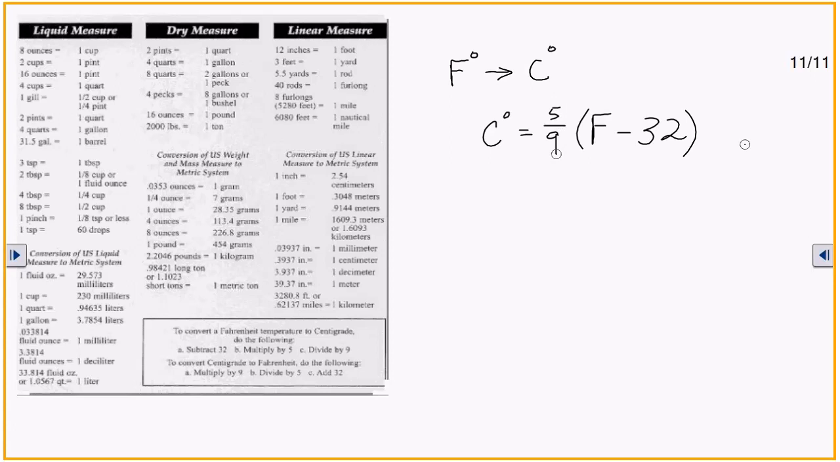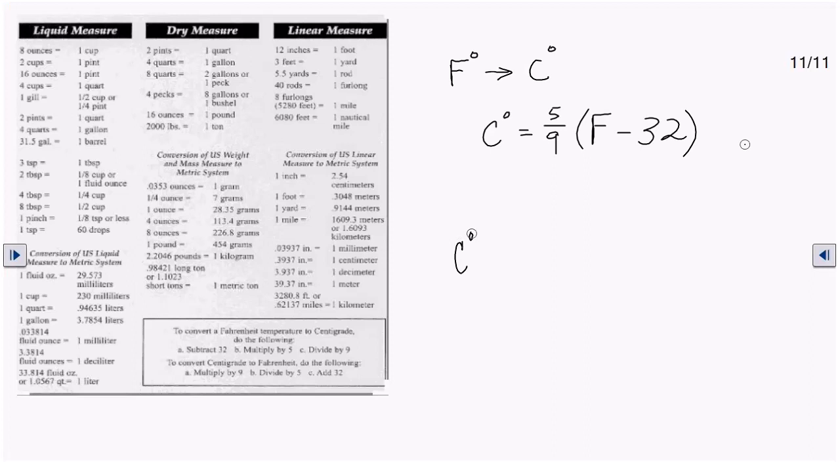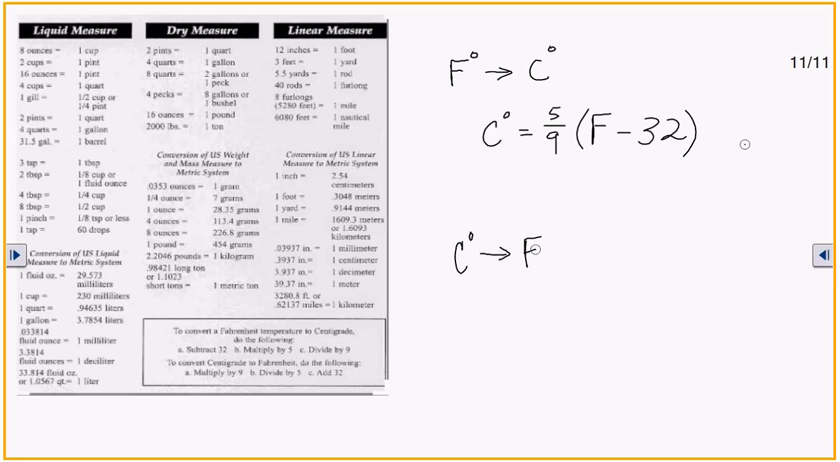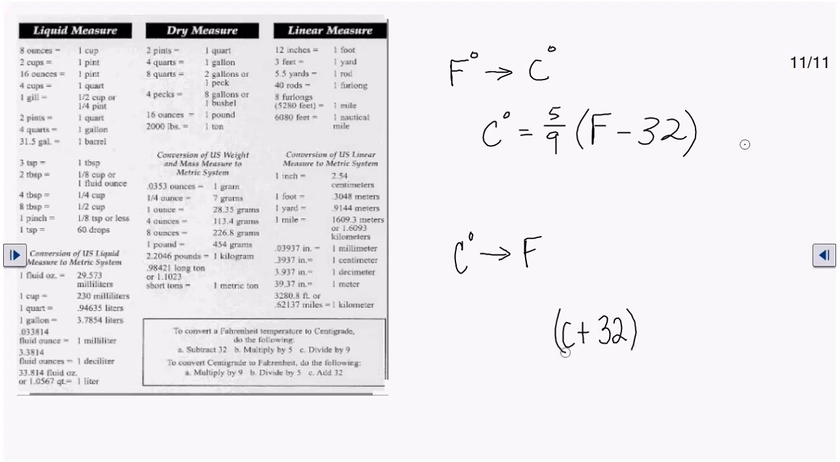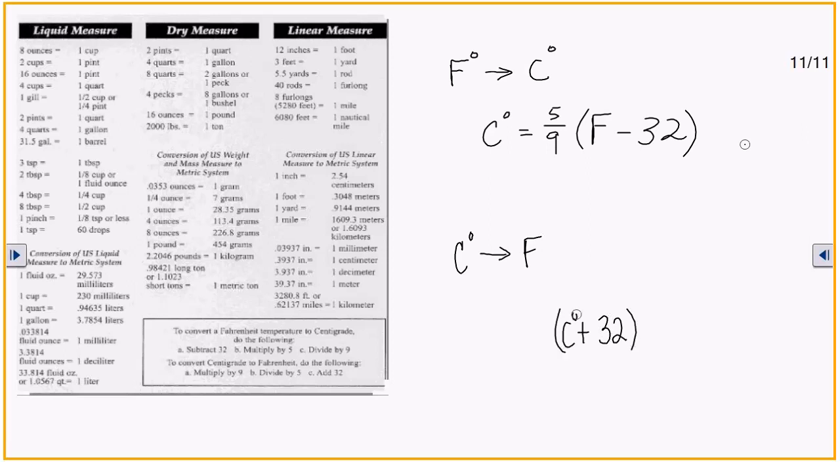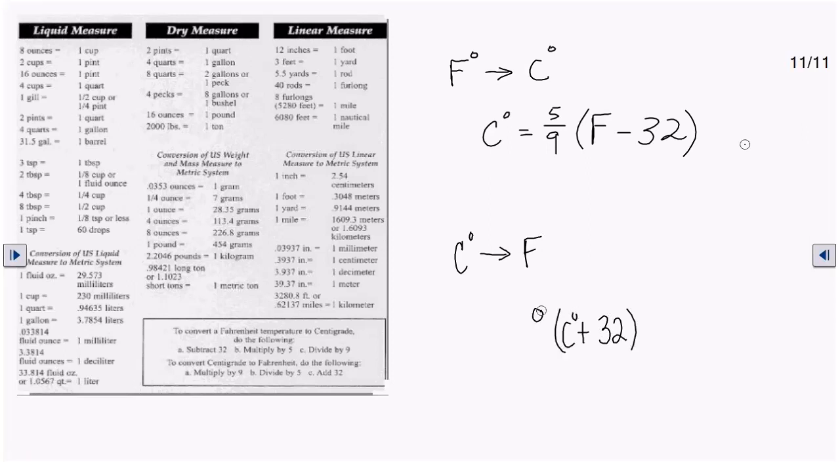So that's that formula. And then Celsius to Fahrenheit, I'm going to multiply 9/5, let's say 9/5. Okay, I'm going to take Celsius plus 32 and multiply by 9/5. And that's Fahrenheit.